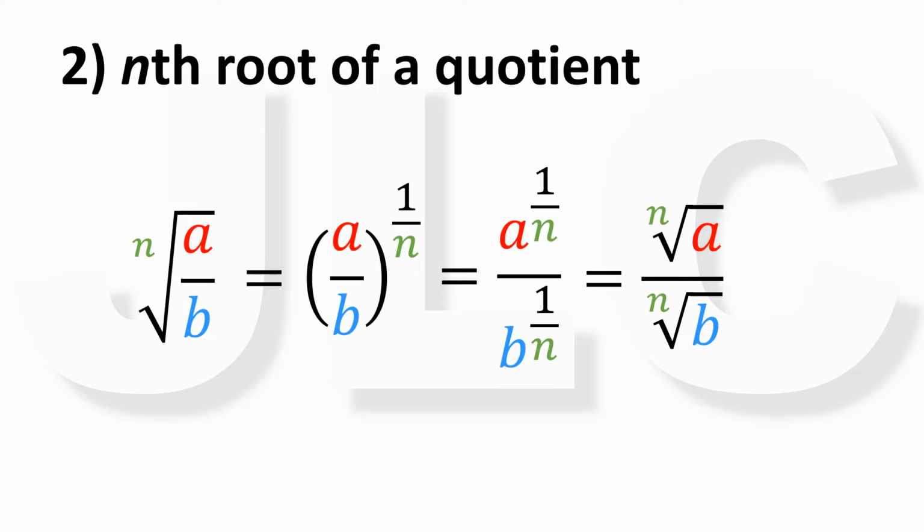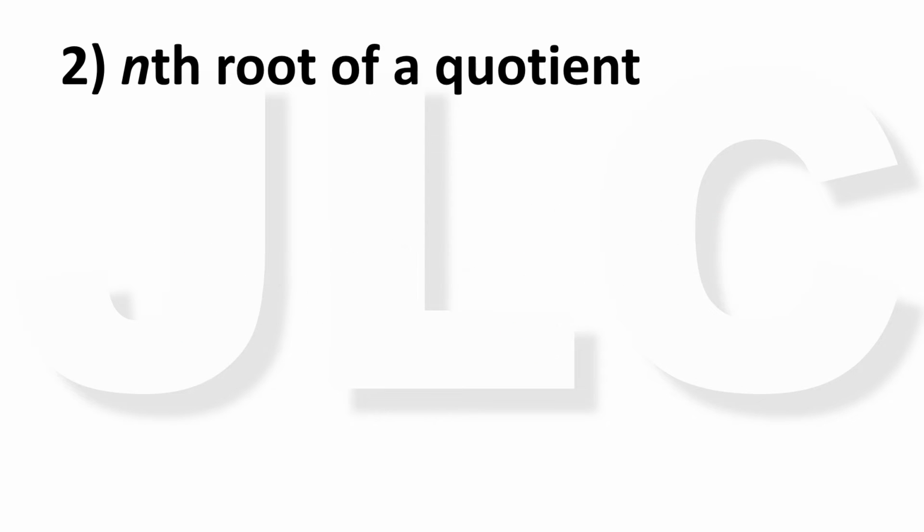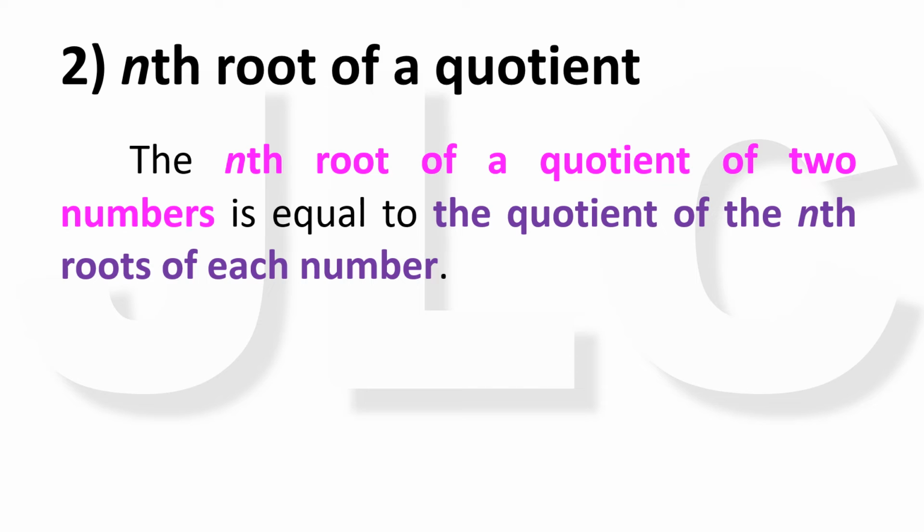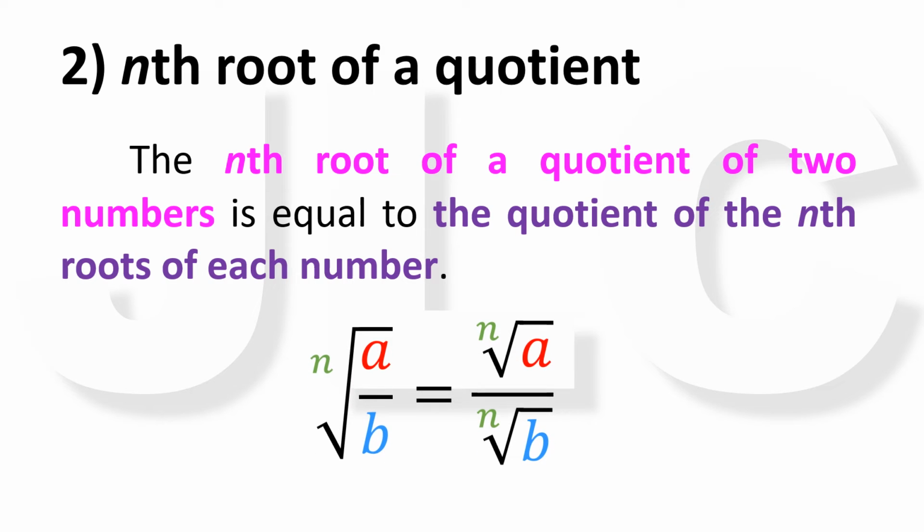So therefore, we have the following property. The nth root of a quotient of two numbers is equal to the quotient of the nth roots of each number. Nth root of a over b is equal to nth root of a over nth root of b. Now let us verify this using examples.